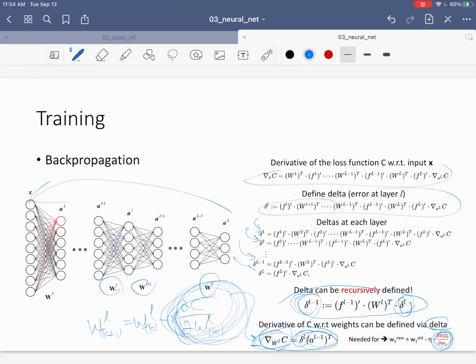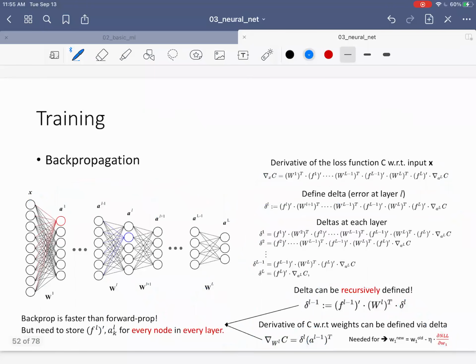So if you calculate the delta, for example, you start here, you calculate delta L, then you're here, you calculate delta L minus 1, and you calculate the gradient of C with respect to W L minus 1. You repeat this process, and at each layer you can also calculate the gradient of C with respect to W L minus 1, and so on and so forth. That's how you move from one layer to the next as you update your parameters one layer at a time.